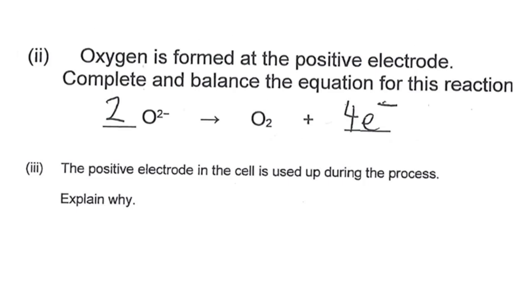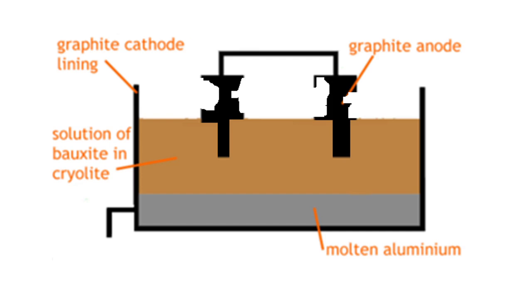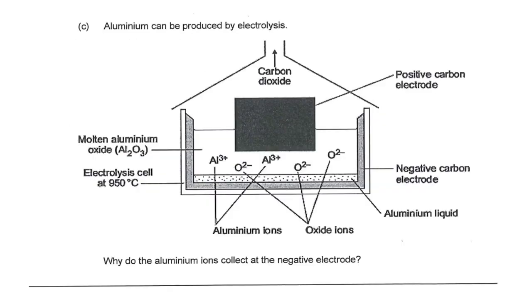Here's what happens to the oxygen. Again, you have to double up because of O2, so 2 oxygen ions lose 4 electrons to become oxygen gas. Now, why is the positive electrode used up in this? Why must it constantly be replaced? Well, it's because of the oxygen gas formed. Remember, the electrodes are made of graphite, and graphite is made of carbon. So the oxygen reacts with carbon to form carbon dioxide gas, and this gradually causes the erosion of the electrodes, so they need to be replaced. Here's a rough drawing I did. Again, here's what it would look like in an exam.